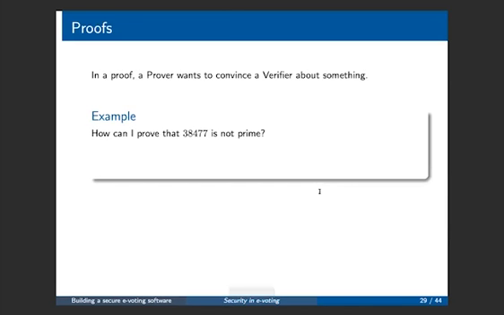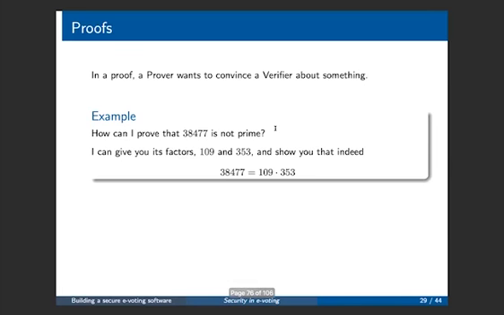Just a simple example, if I want to prove that this number, 38,477, is not prime, how can I do it? How can I prove that it's not prime? You might be thinking of many ways, but definitely one of the ways is that I tell you the factors, right? If I tell you what the factors are, you know that you take both factors, you multiply them, you get the number. Therefore, that means that indeed this number was not prime, right?